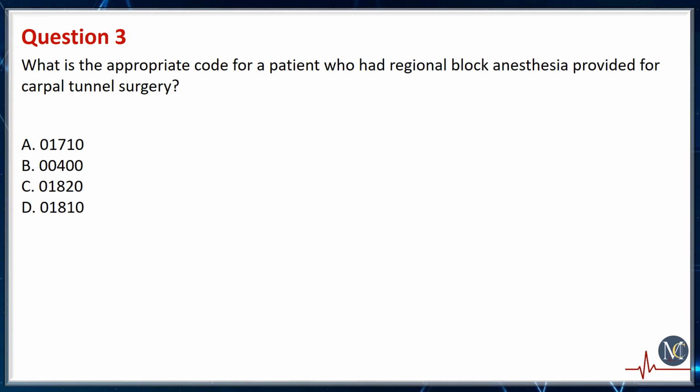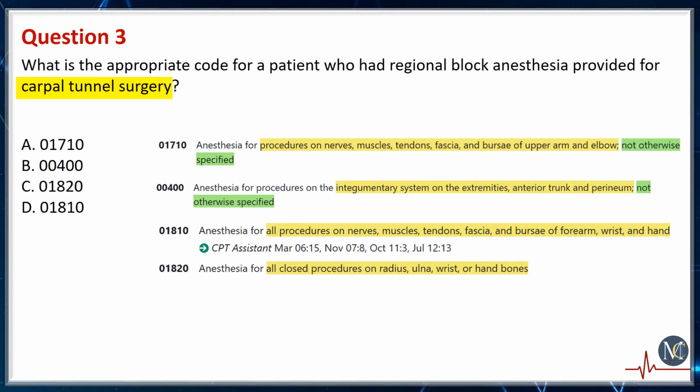Our next question is: what is the appropriate code for a patient who had regional block anesthesia provided for carpal tunnel surgery? Option A is 01710, option B 00400, option C 01820, and option D 01810. We will eliminate the options on the basis of the correct service code.